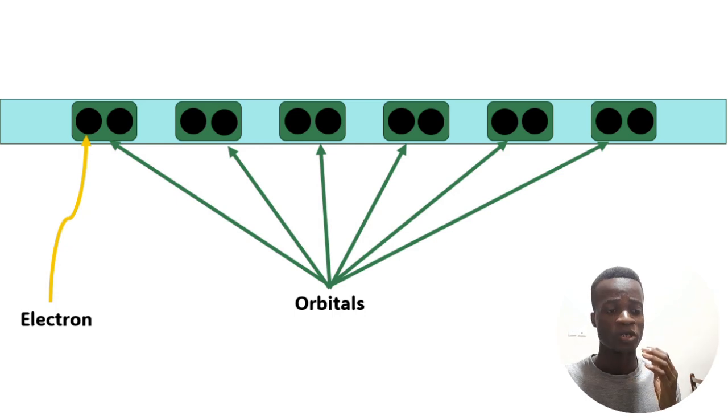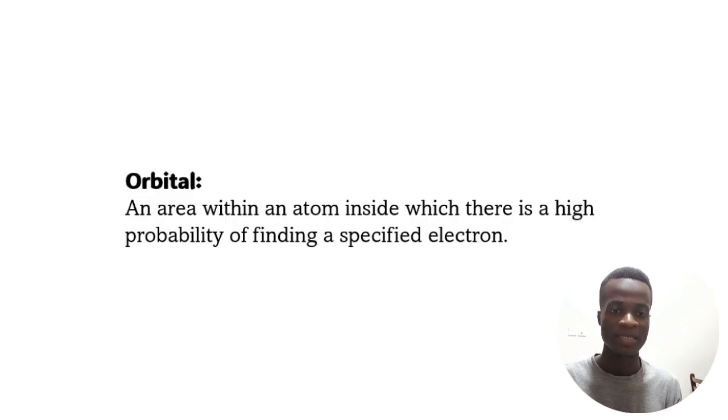So now, what is an orbital? If they ask you for a definition of orbital, let's get this definition. An orbital is an area within an atom. Within this area, there is a high probability of finding a specified electron. An area within an atom inside which there is a high probability of finding a specified electron.